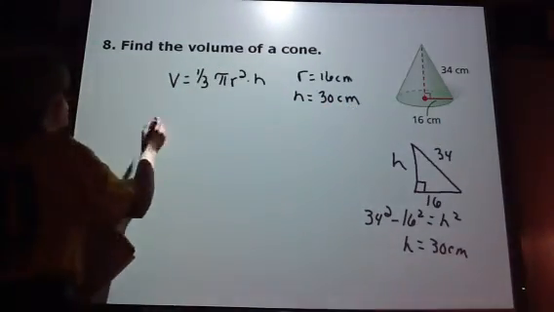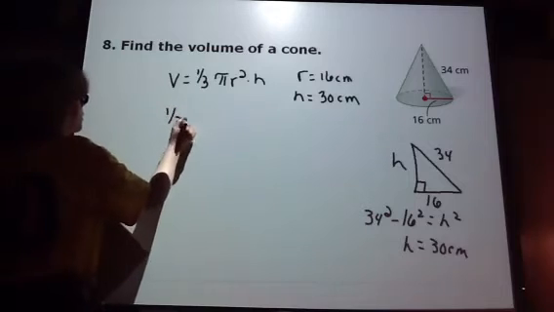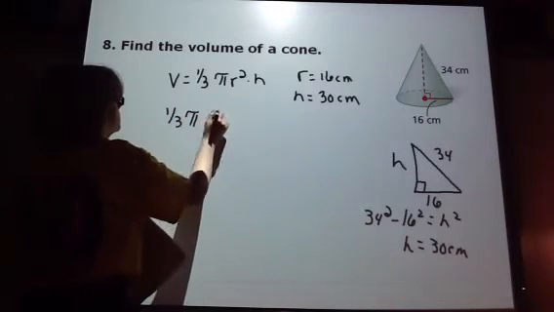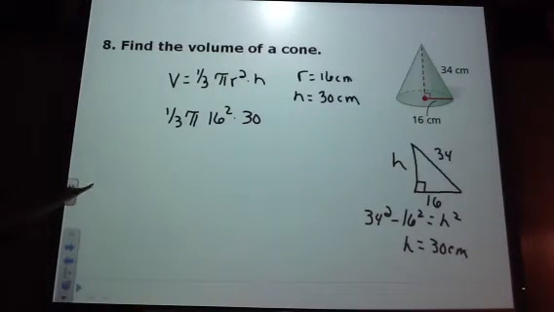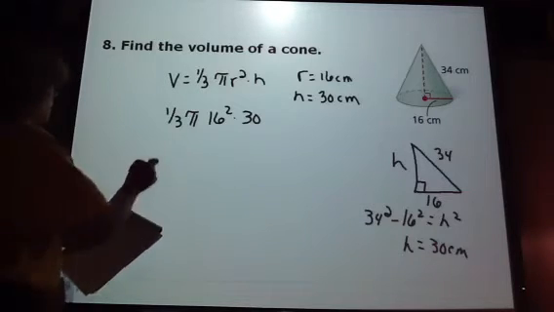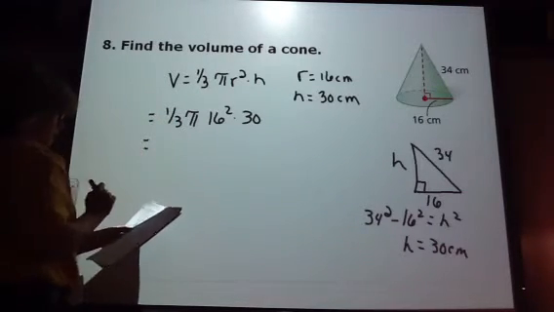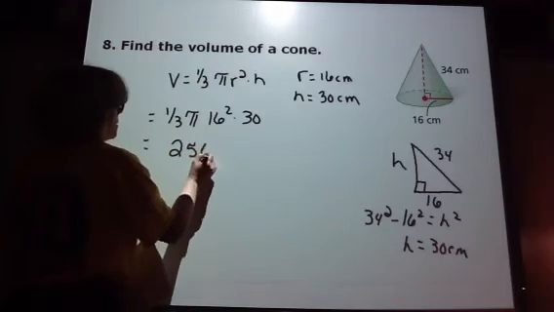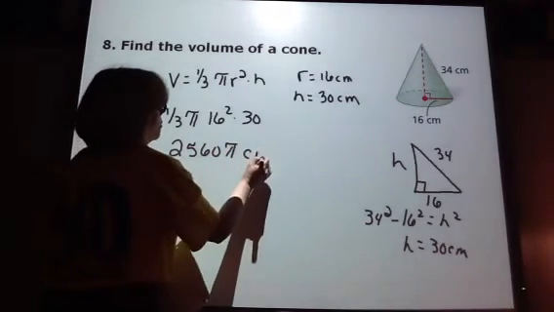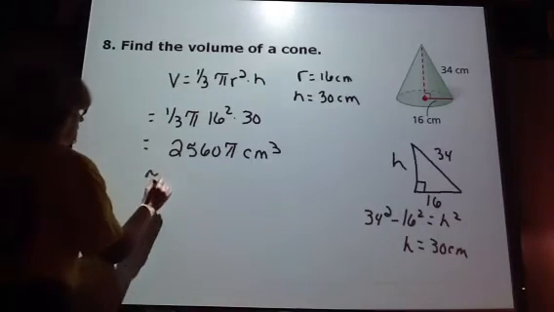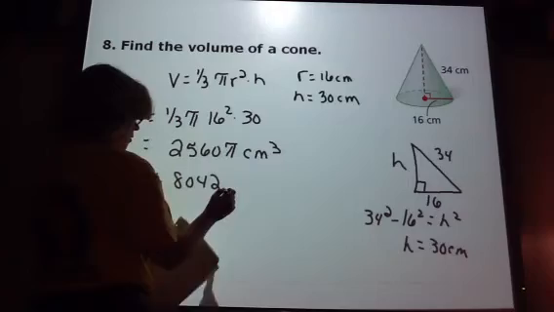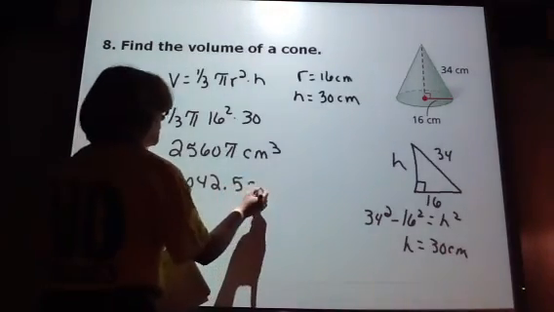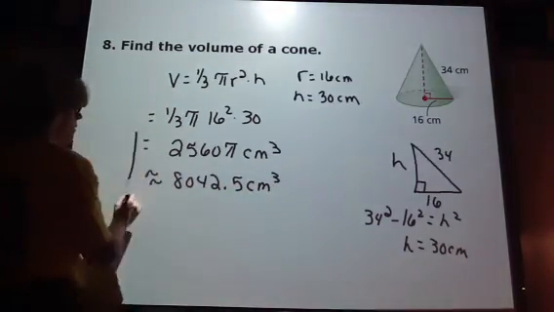So we can come back over here and substitute into our formula. And let's do it in terms of pi and rounded to the nearest tenth. In terms of pi, you're going to get 2,560 pi cubic centimeters. And then rounded to the nearest tenth, you're going to get 8,042 and 5/10 cubic centimeters.